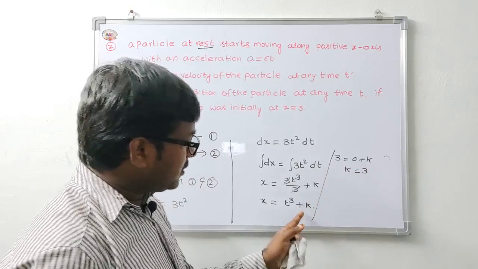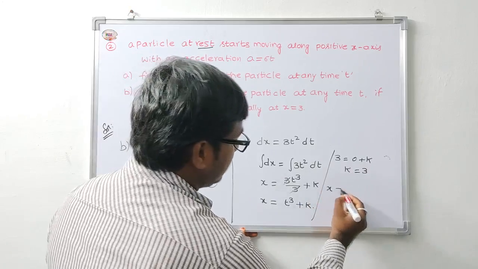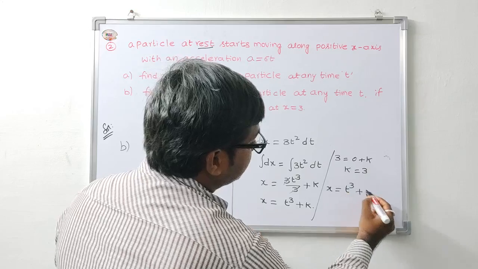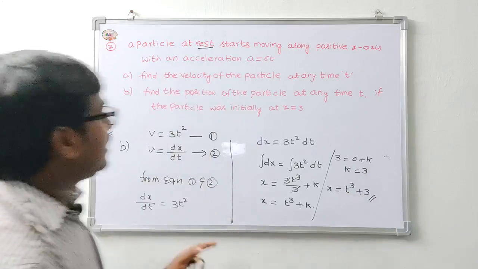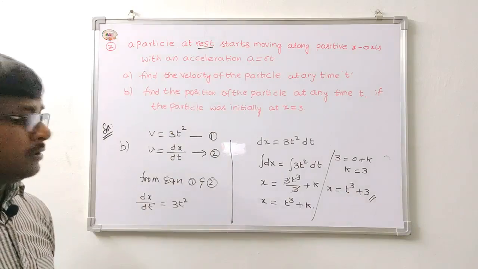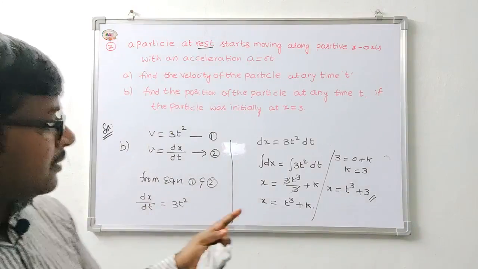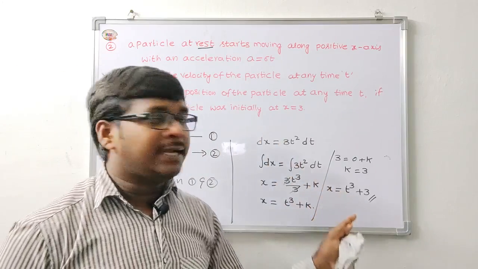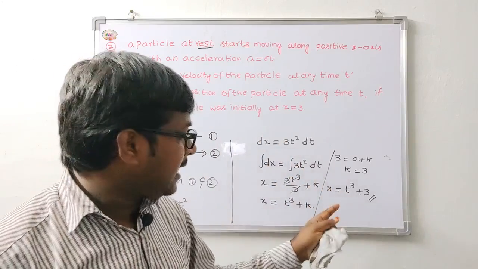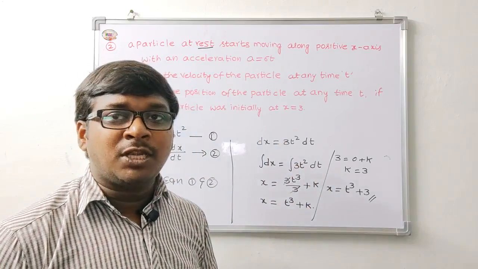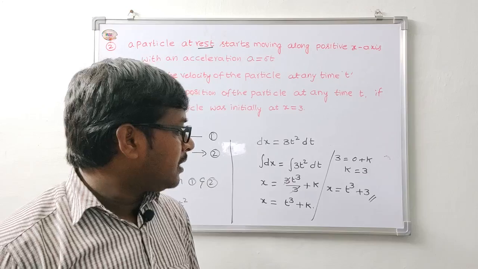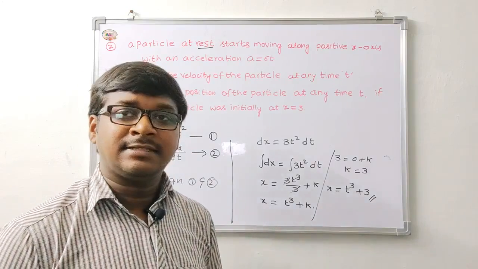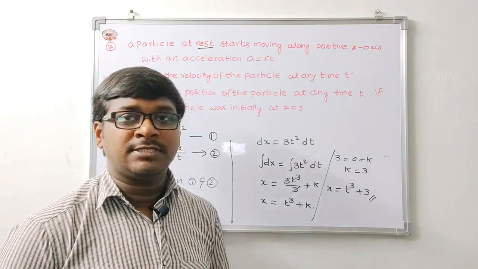The k value is substituted in this equation. Then x = t cube plus 3. This is the position of the particle at any time if the particle was initially at x = 3. This is the second problem.